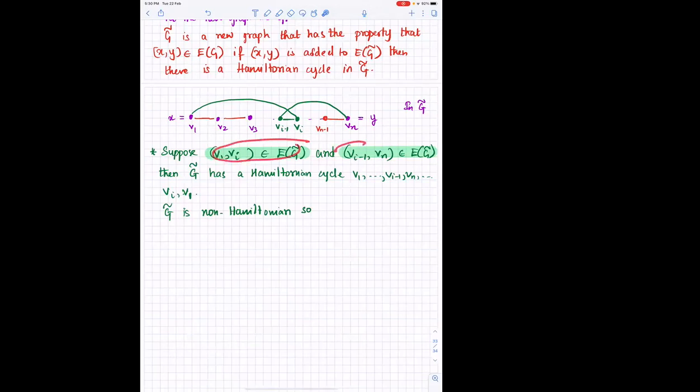Can this edge and this edge be in the graph? No, right? So for every i from 2 to n, at most one of v_i v_1 and v_{i-1} v_n is in G tilde, else there will be a Hamiltonian cycle.